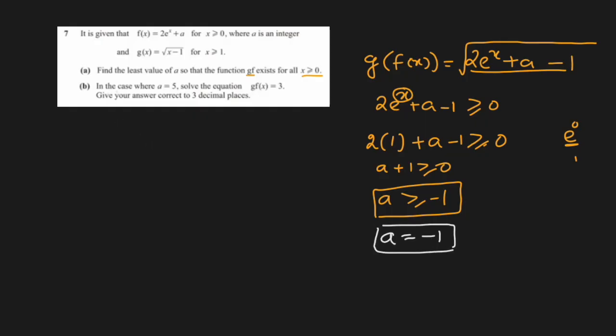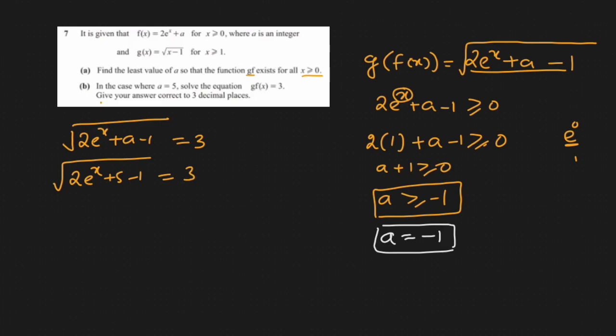Okay, B part. In the case where a is equal to 5, solve the equation gf(x) equal to 3. gf was this one. So I can write here, which was this one, right? Square root of 2e to the power x plus a minus 1 is equal to 3. a is equal to 5. That means 2e to the power x plus 5 minus 1 equal to 3. Give your answer to this, and we have to solve this equation.